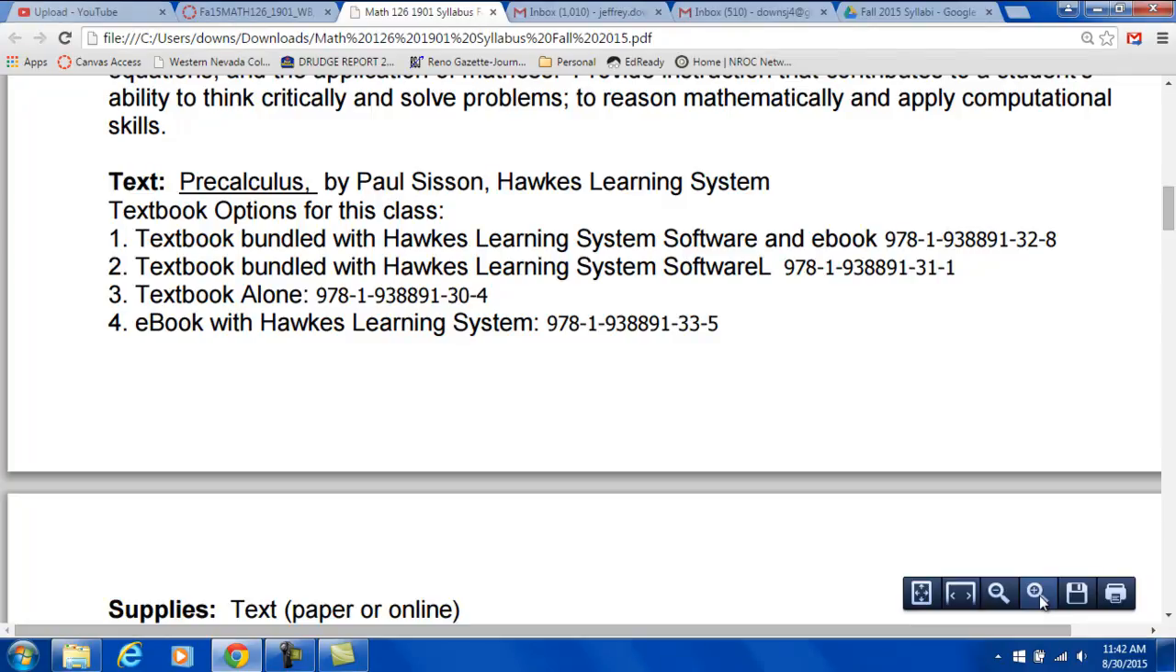But if you want to do online homework and online exams, now I'm not sure, I haven't talked to your administrators how you guys want the exams handled, but in general the way I run it, if you want to do online homework and or exams, you have to have the online access for Hawkes. If everything is going to be done on paper, a book is fine. Any textbook is fine.